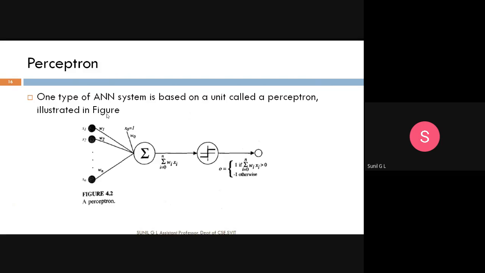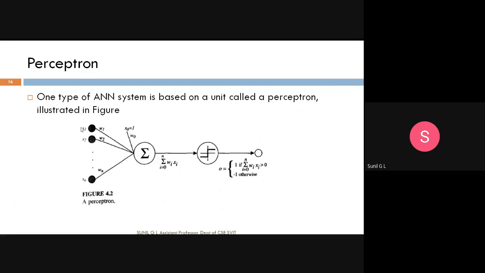This is how the same neuron will be represented in an artificial neural network as a perceptron. One type of artificial neural network is based on a unit called the perceptron. The basic building block of the brain is the neuron. We convert the same thing into an artificial neural network, and we call it a perceptron.